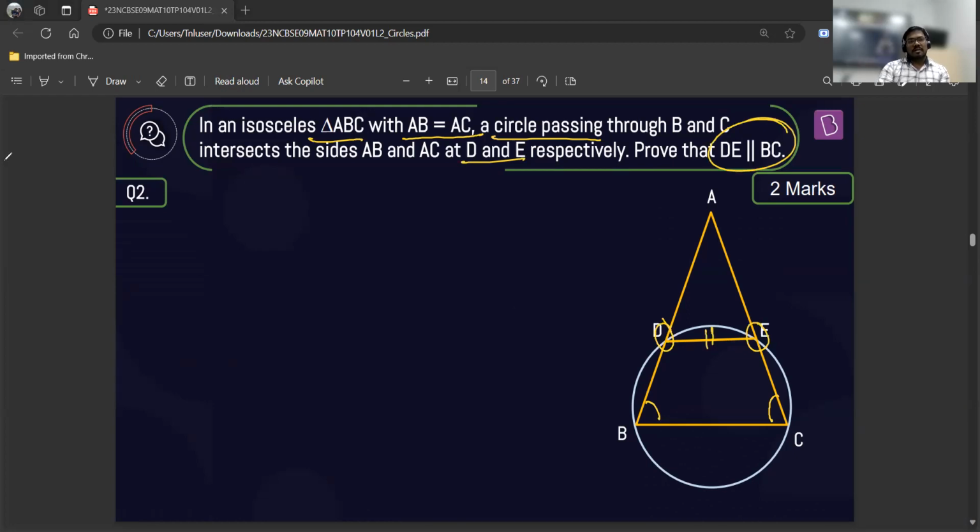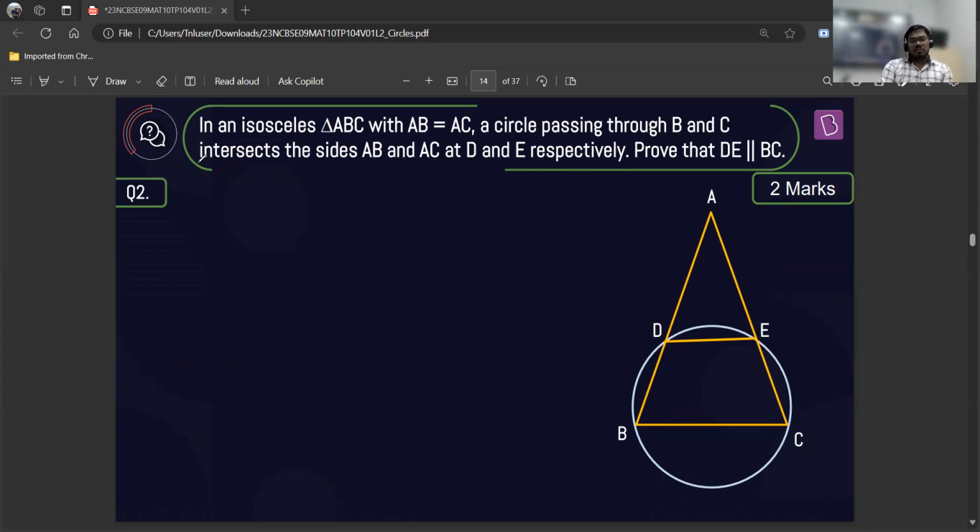We know the concept that if any corresponding angles or alternate interior angles are equal, then we can say that the lines are parallel. So basically, our motto to solve this question is to show that any two corresponding angles are equal or any alternate angles are equal, right?